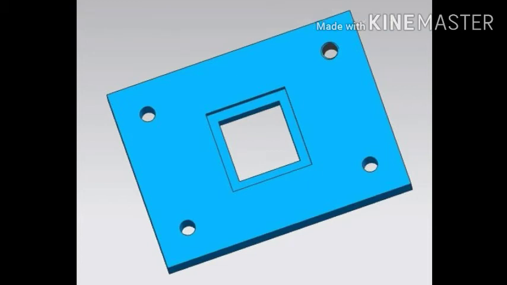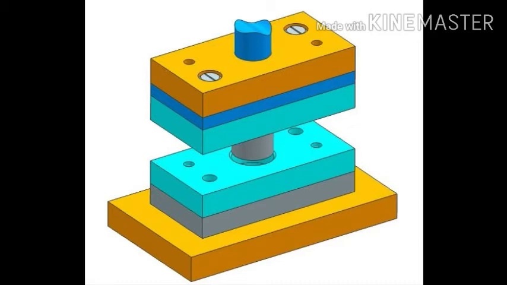On the rectangular slot, we can fix the punch, so the main purpose of that plate is to hold the punch. Two diagonal dowel pins we have to use for positioning, and two threaded holes we have to use for the screwing purpose.